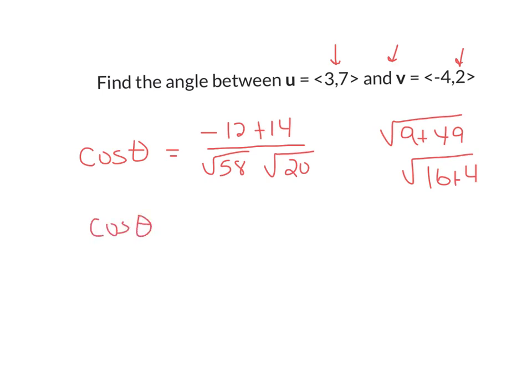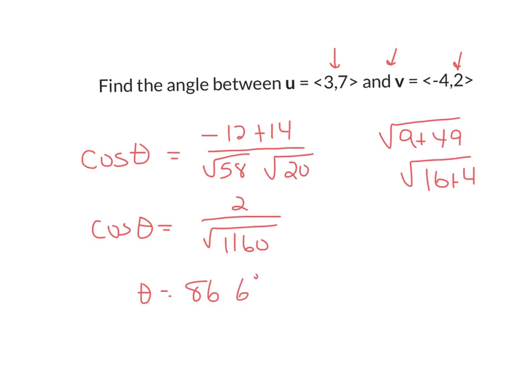So really what I have is this. I've got 2 in my numerator. Actually, I guess I could. On my calculator, I'm going to multiply 58 times 20, and I would get 1160. All right, so now I'm just going to hit my second cosine button. 2 divided by square root of 1160. Hit enter, and I get 86.6 degrees. So it'll be the angle that's between those two right there.